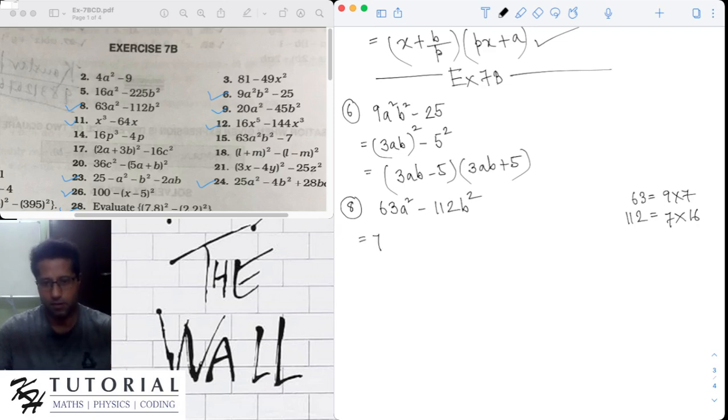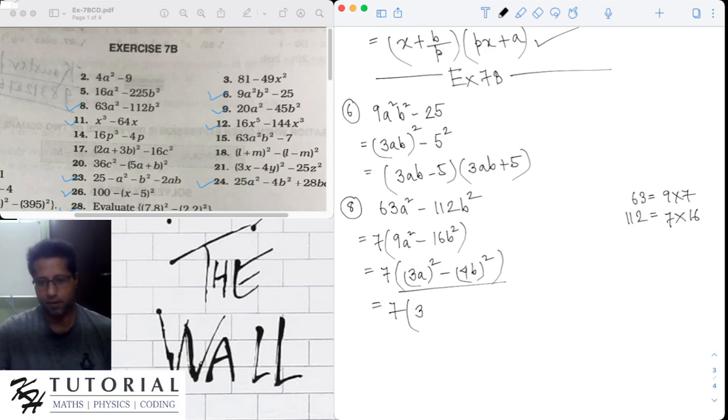So I will factor out 7, and I get 9a square minus 16b square. Now I can see that 9a square is a square, the square of 3a, and 16b square is the square of 4b. So I can factor this polynomial using the formula a square minus b square, that is 3a minus 4b multiplied by 3a plus 4b.